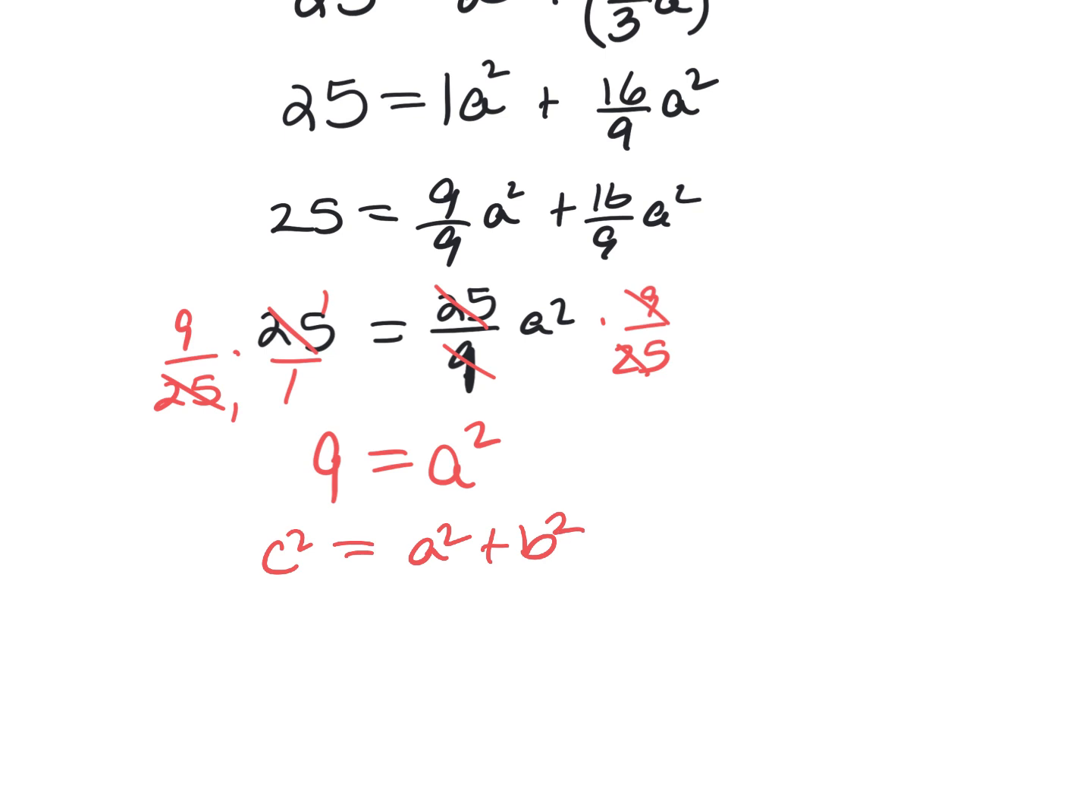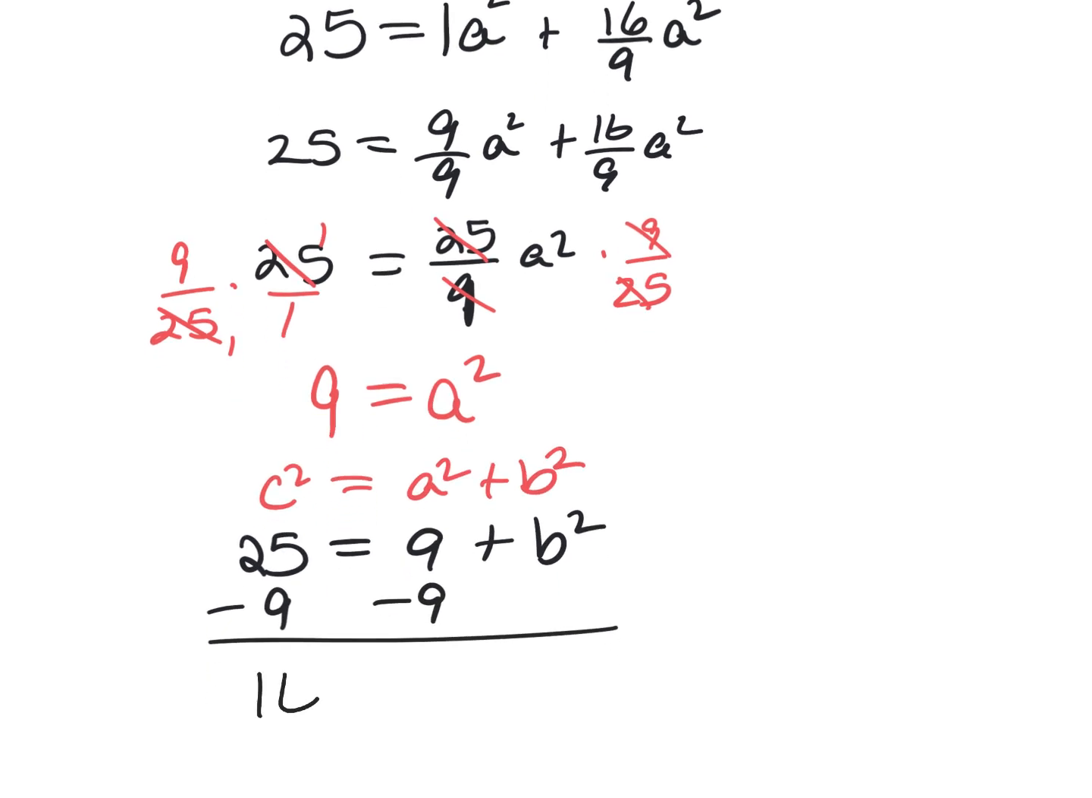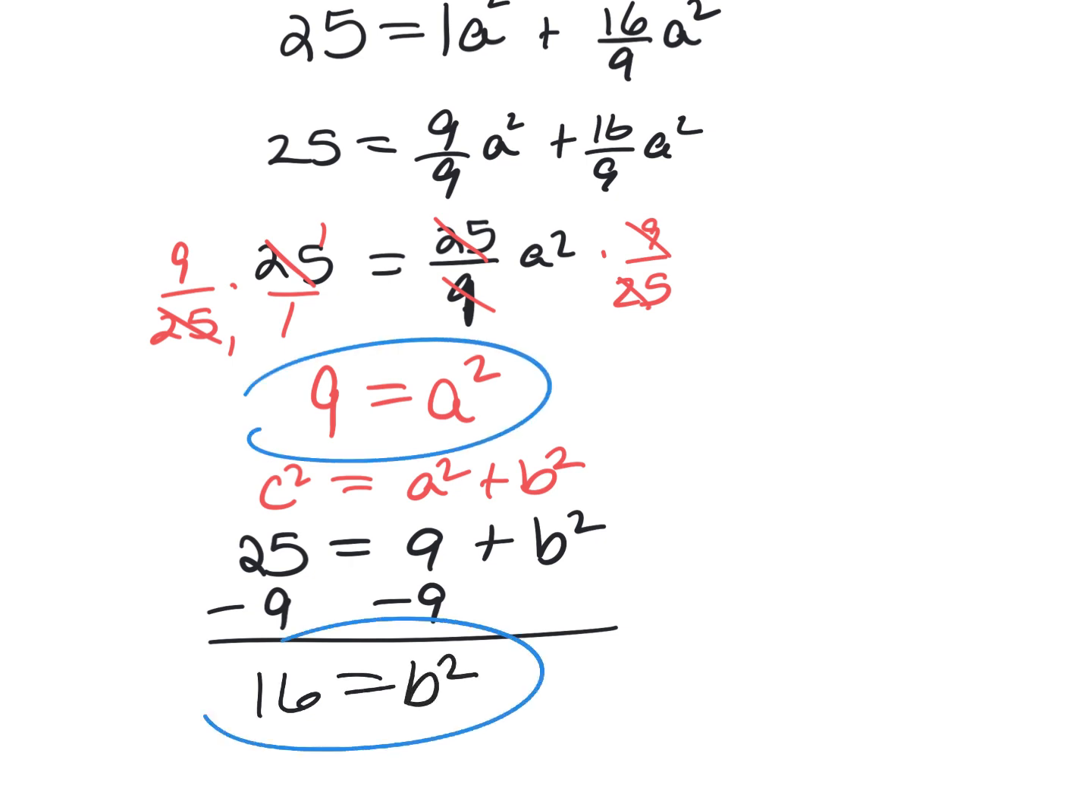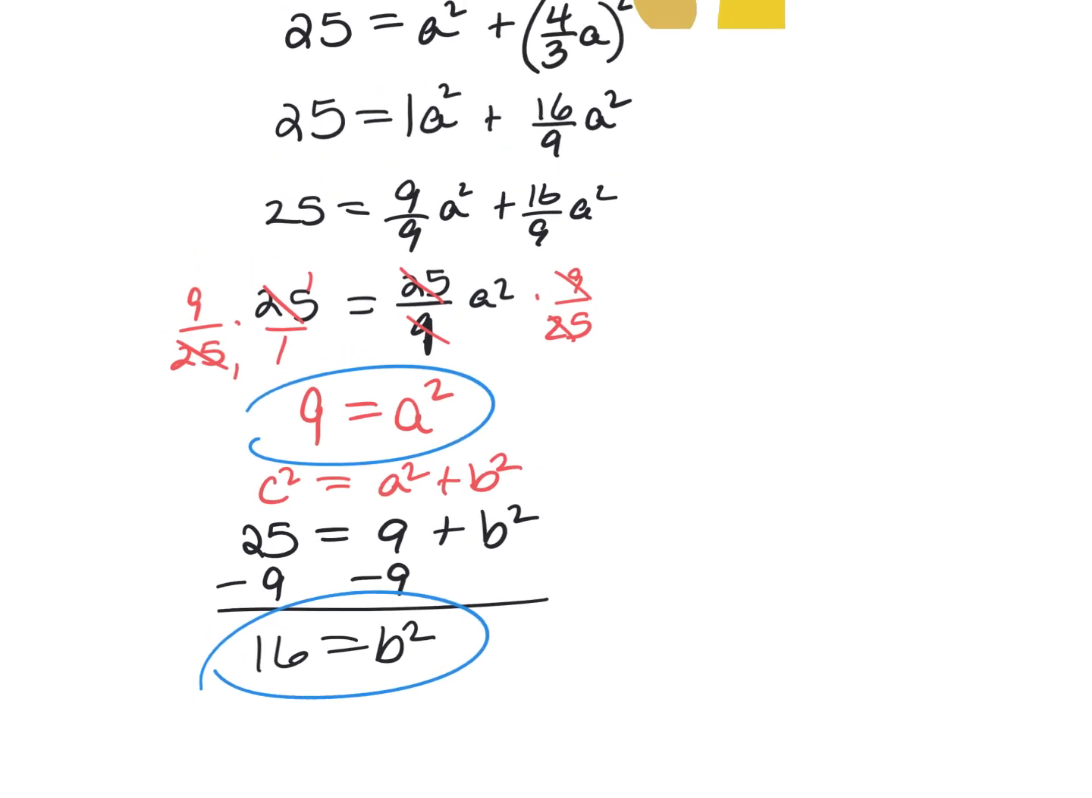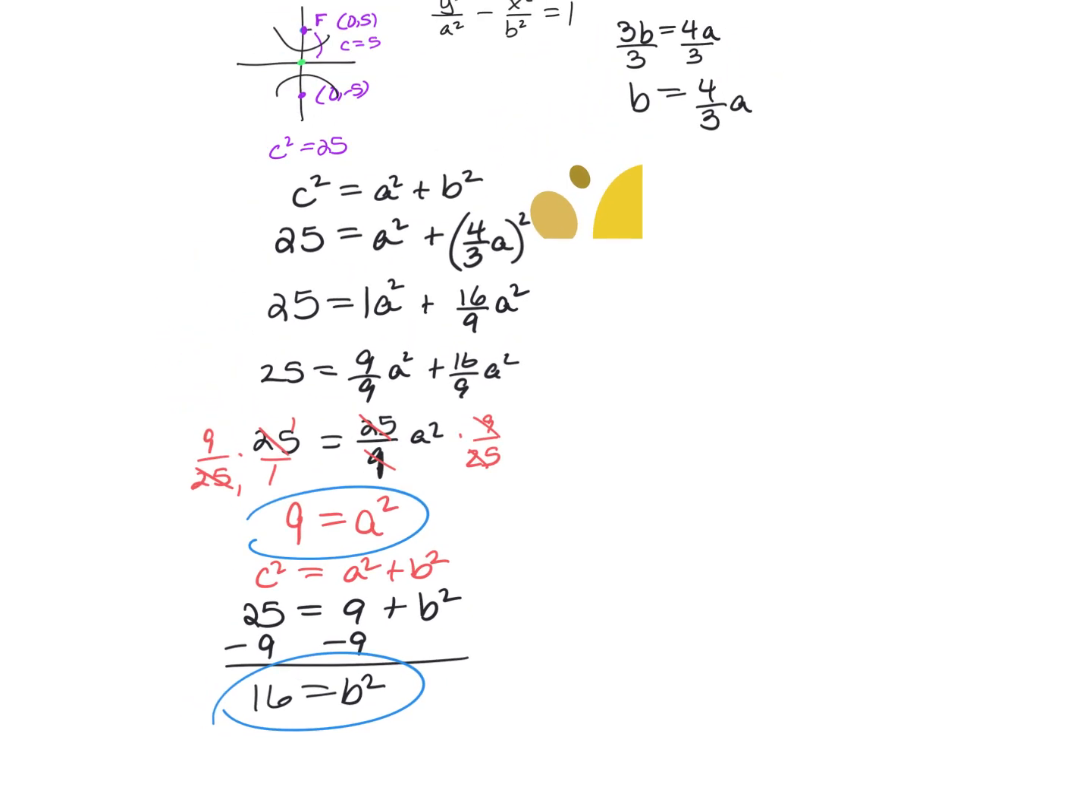My c squared was 25. I just found a squared to be 9. Subtract. And b squared equals 16. Now that I have a squared and b squared, I can plug it back into my equation. So my final answer here is going to be y squared over a squared, which is 9, minus x squared over b squared, which was the 16, equals 1.